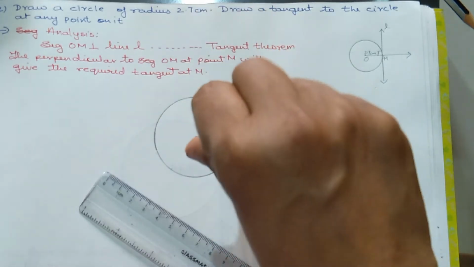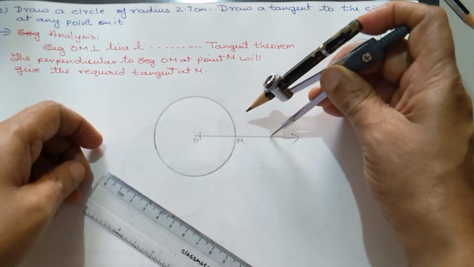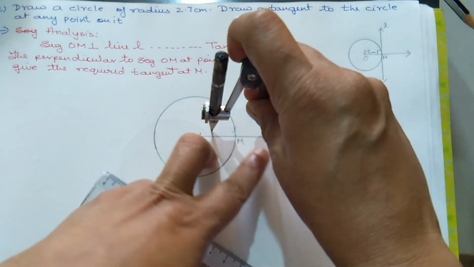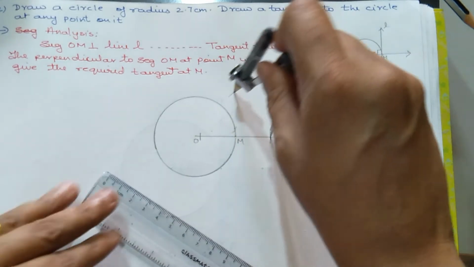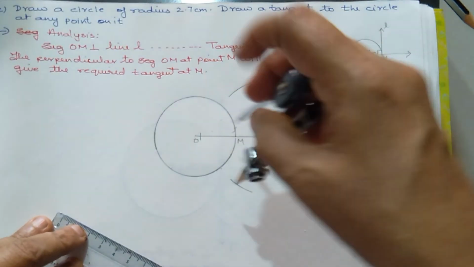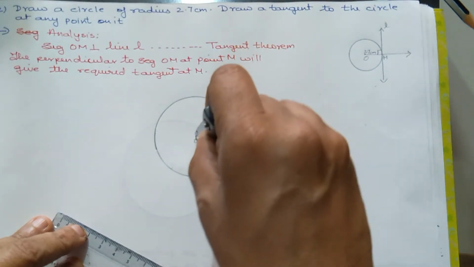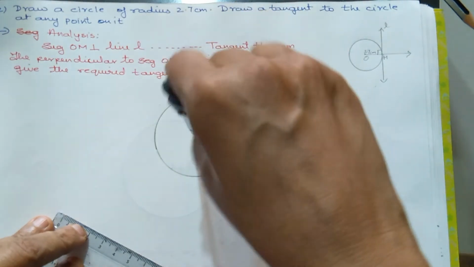So draw two arcs, then take the measurement more than half between the two arcs, that is the distance between the two arcs, whatever is the distance, more than half that you have to take, and draw one arc on the top and draw one arc at the bottom. Then keep it on the point O, and draw another arc on the top as well as at the bottom.